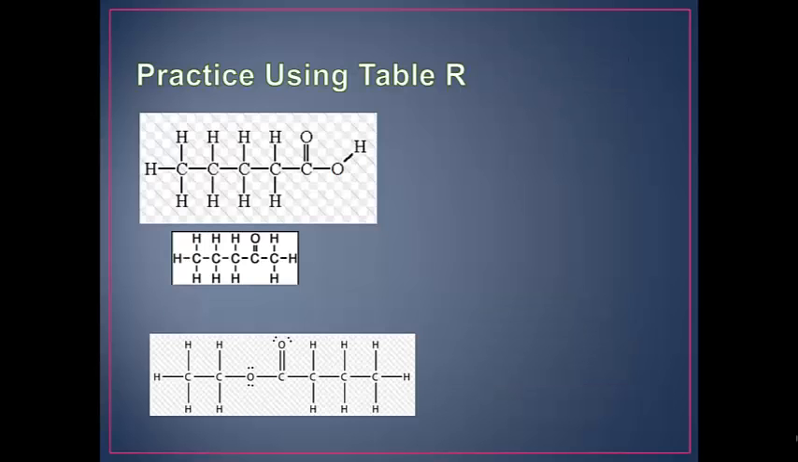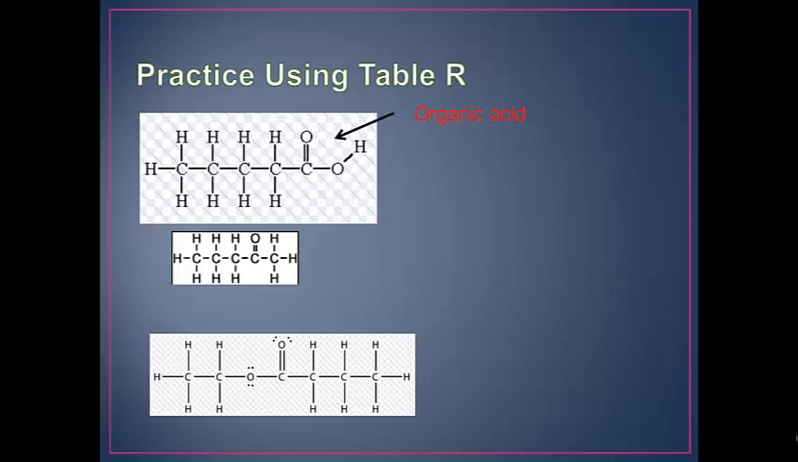So some practice using table R. I'll give you a minute to try to name these ones. The first step you want to do is to figure out which class they belong to, and then change the prefix to indicate the number of carbons you actually have, and then go from there using the model from table R.